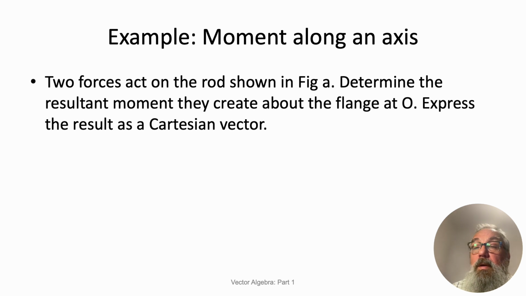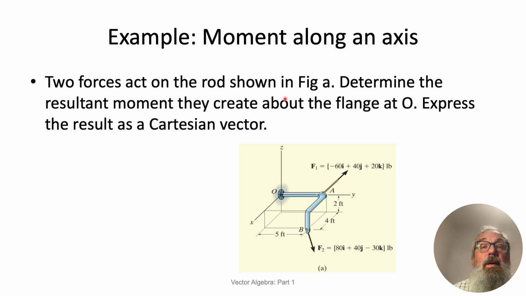Example of moment along an axis. So two forces act on the rod as shown in the figure. Determine the resultant moment they create about the flange. The flange is the connection to the wall at O, so the centre of the axis system. So determine the resultant moment they create about the flange, so about that point.